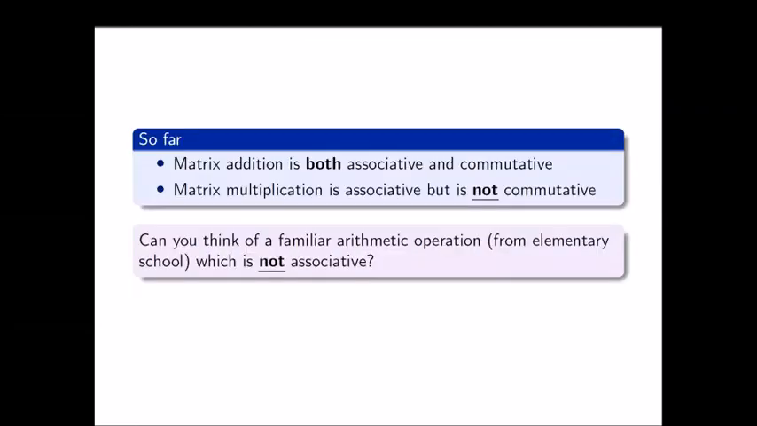So far, we've seen that matrix addition is both associative and commutative, but matrix multiplication is not commutative. However, it is associative. Can you think of a familiar arithmetic operation from your elementary school math, which is not associative? So in other words, between addition, subtraction, division, and multiplication, which arithmetic operation is not associative?